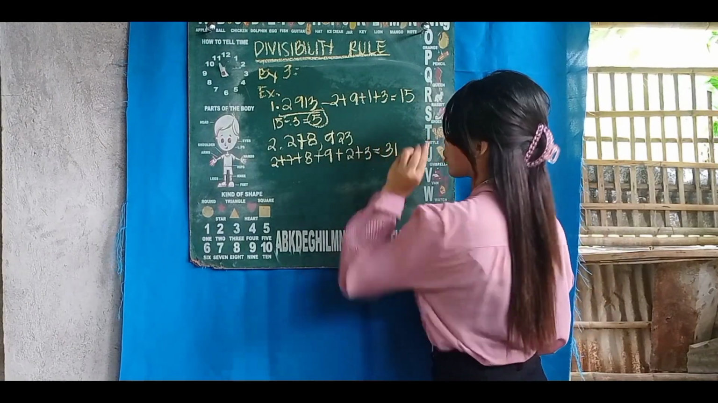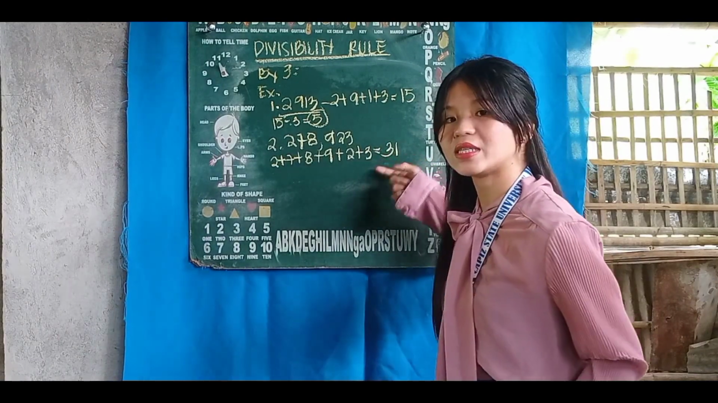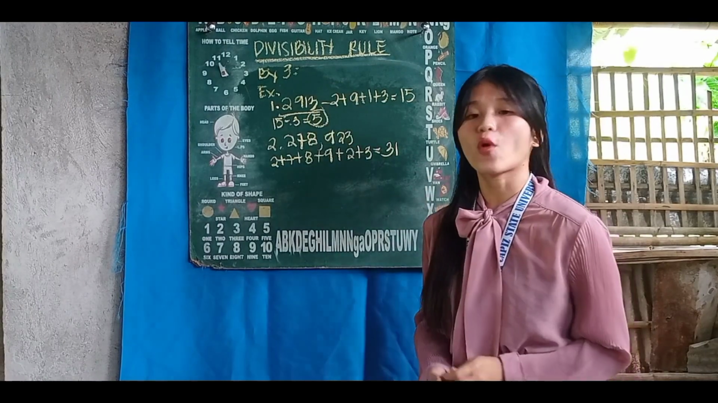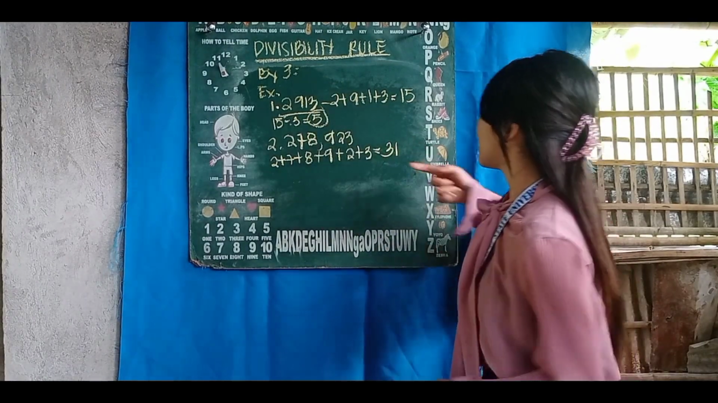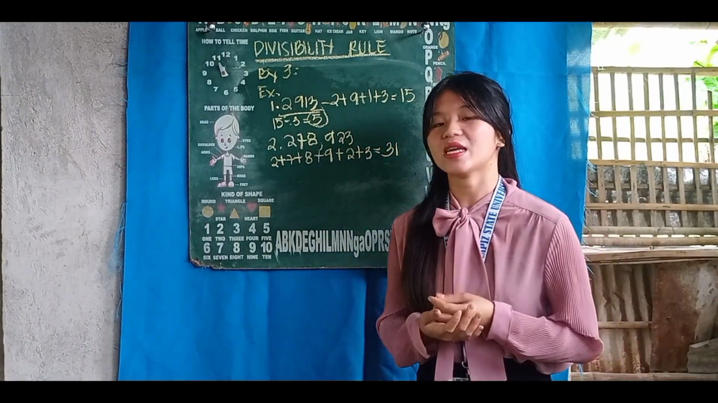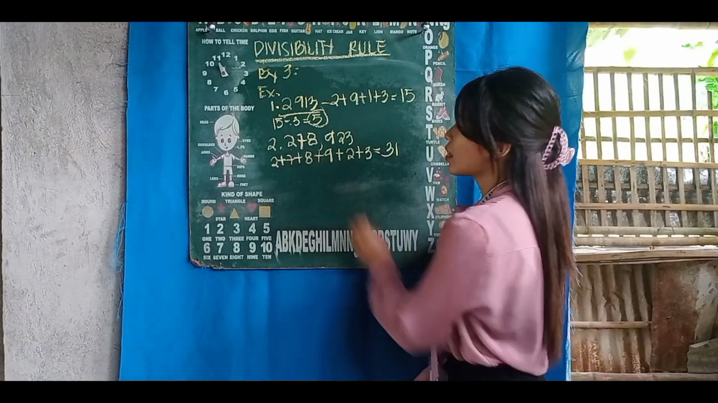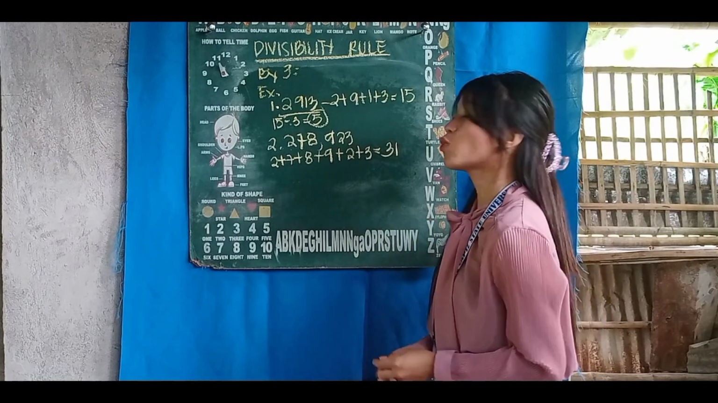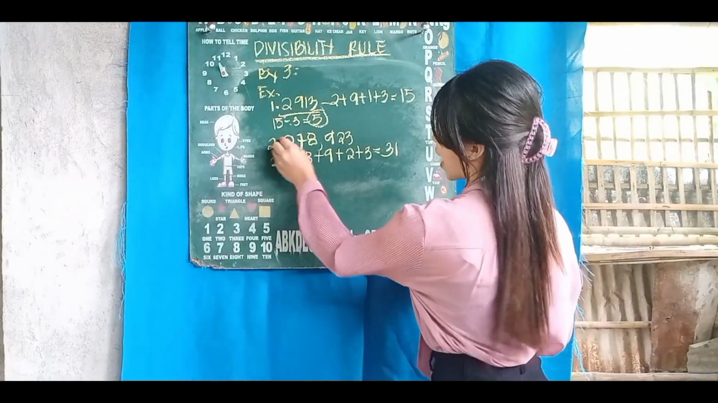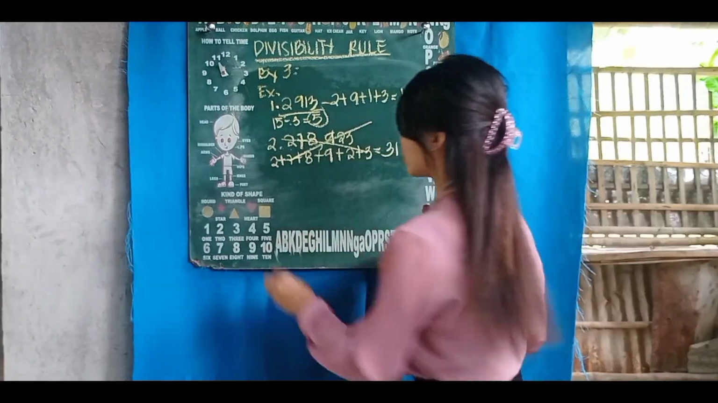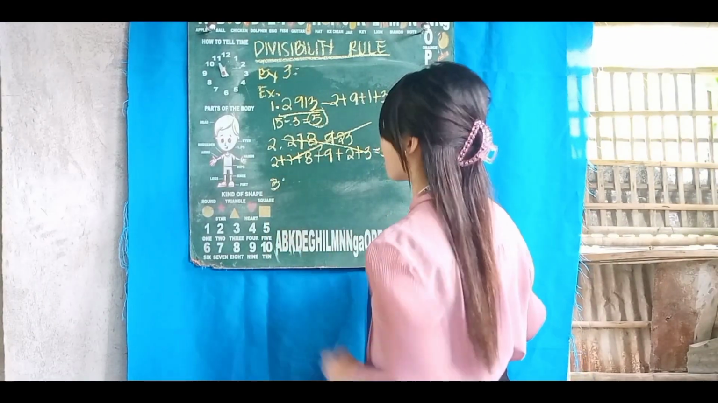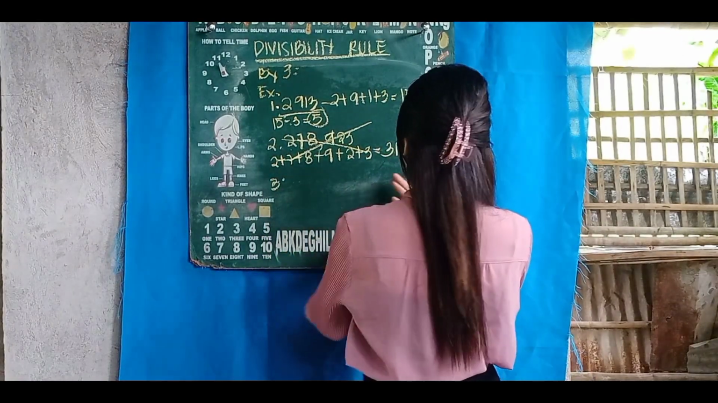So overall, 31. Is 31 divisible by 3? Of course not. Kasi, pag dinivide natin yung 31 sa 3 is mayroong remainder. So, ibig sabihin, 278,923 is not divisible by 3. So, let's have another example.